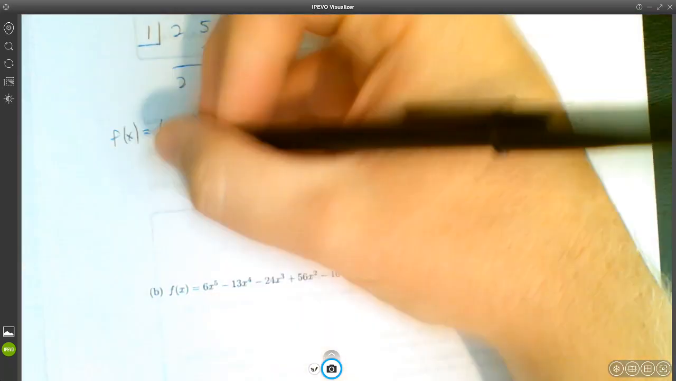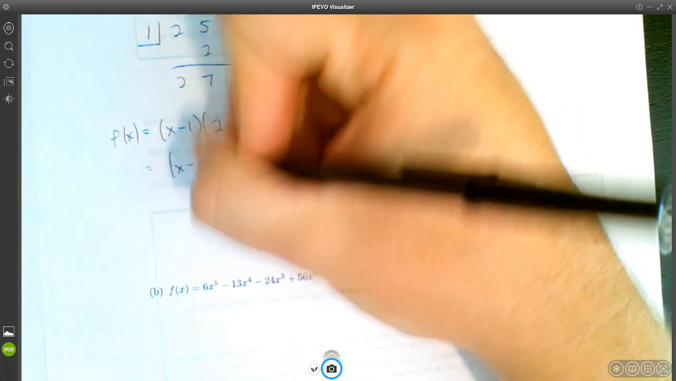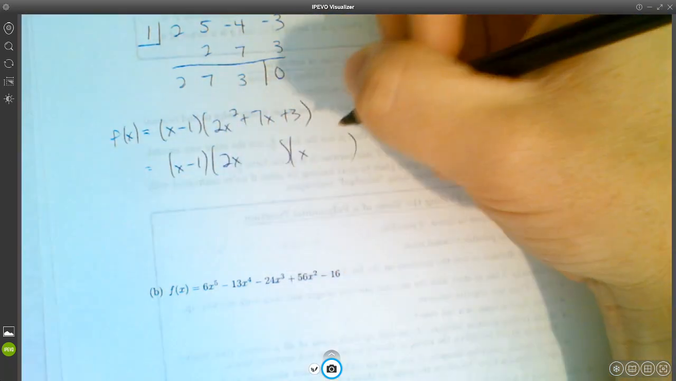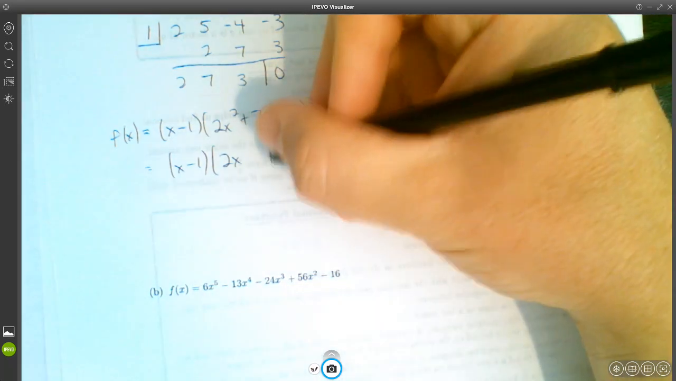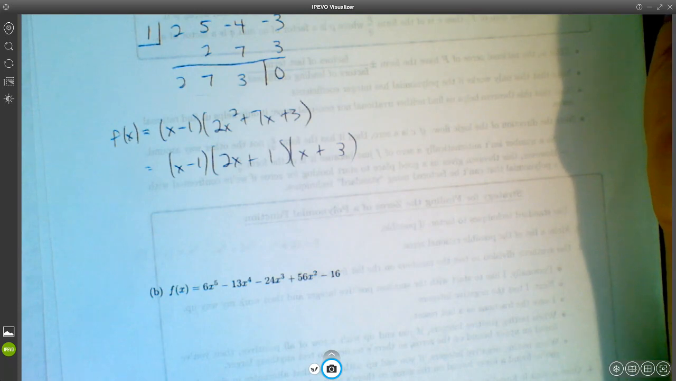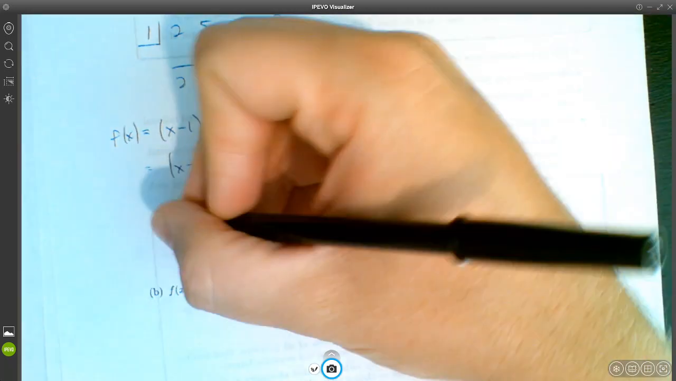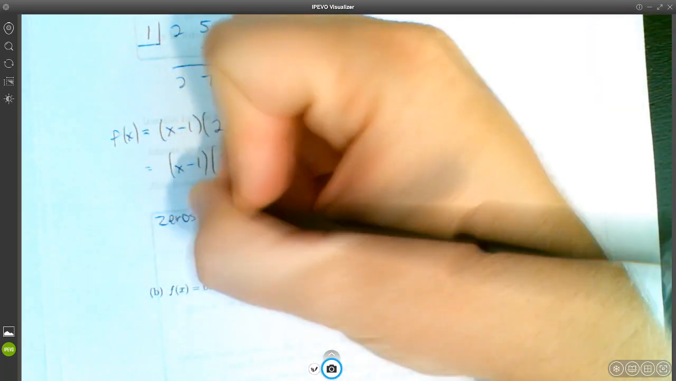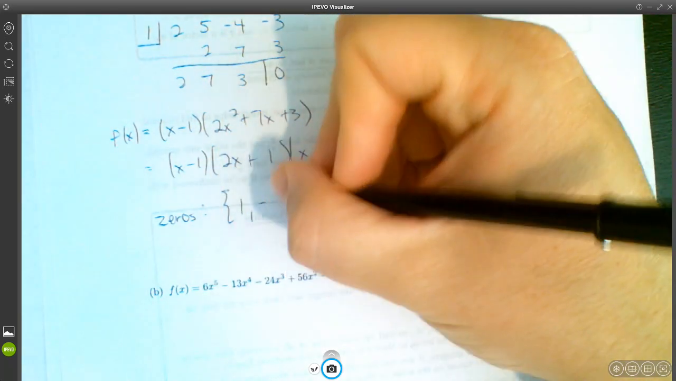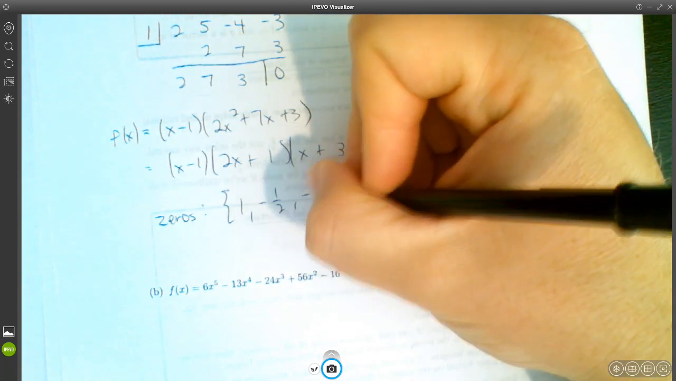I wonder if I can. It would have to be 2x and x, and then it would have to be, I think, 3 here, and a 1 there will give me a 7. So there you go. There's the factorization. So the zeros are 1, negative 1/2, and negative 3.